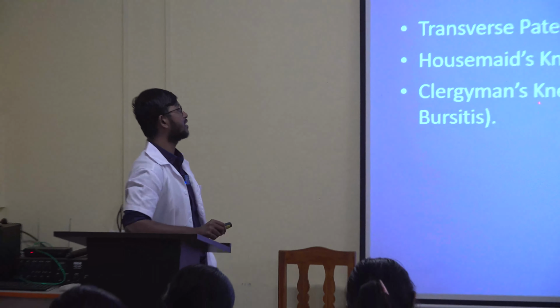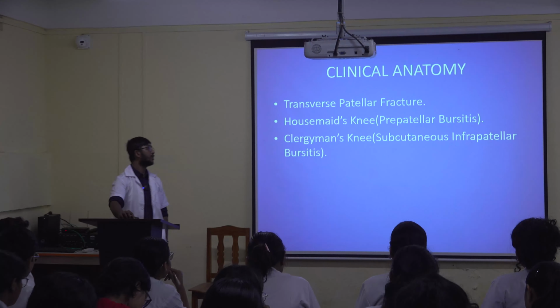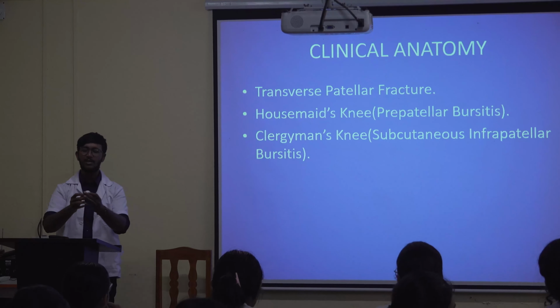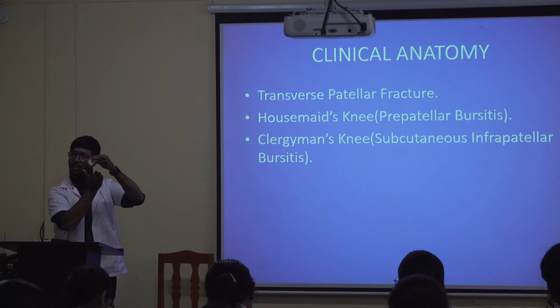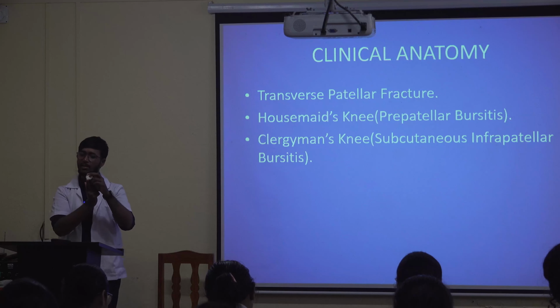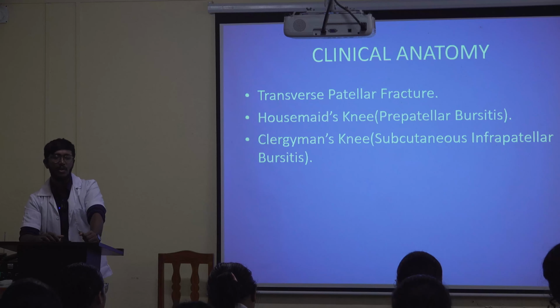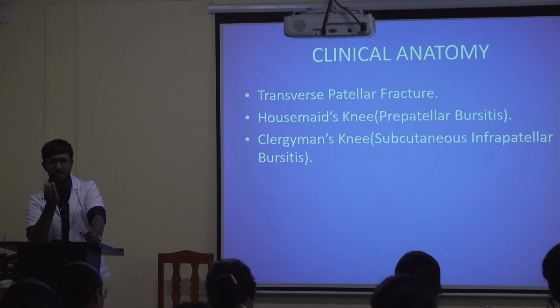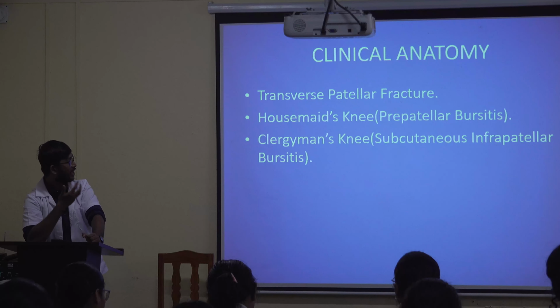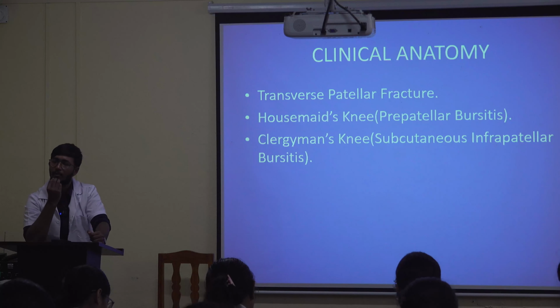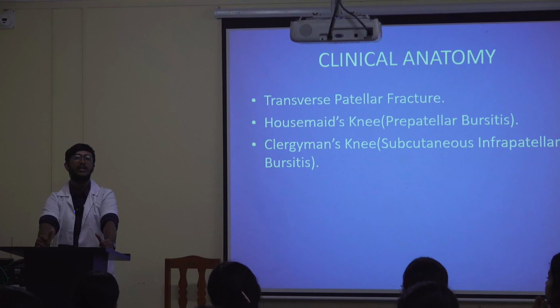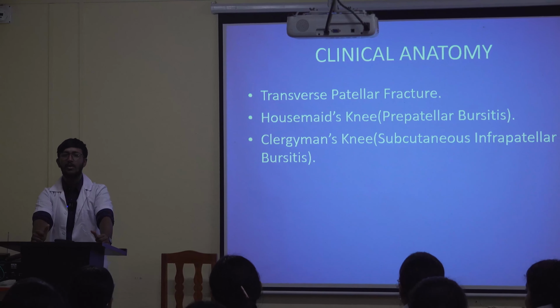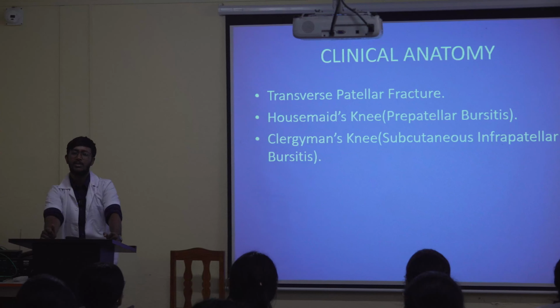Now what is clergyman's knee? Basically, subcutaneous infrapatellar bursitis. Clergyman's knee occurs in the infrapatellar region, just below the patella. In the infrapatellar region there is the infrapatellar bursa, which undergoes inflammation, bursitis. What do you mean by clergyman? In certain religions there are traditions where they kneel down and pray to God. In those people, clergyman's knee appears.